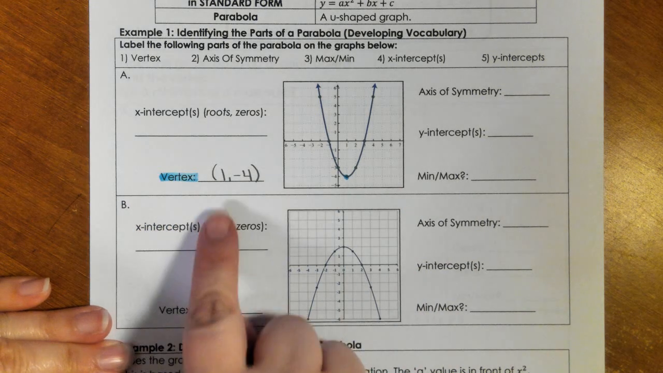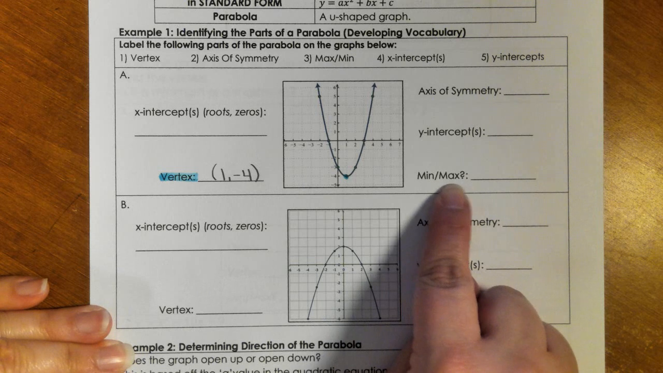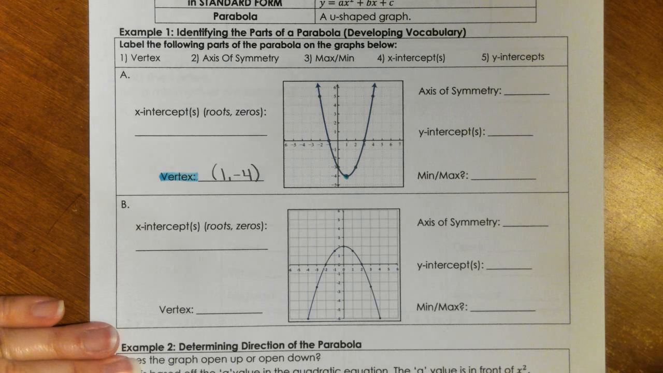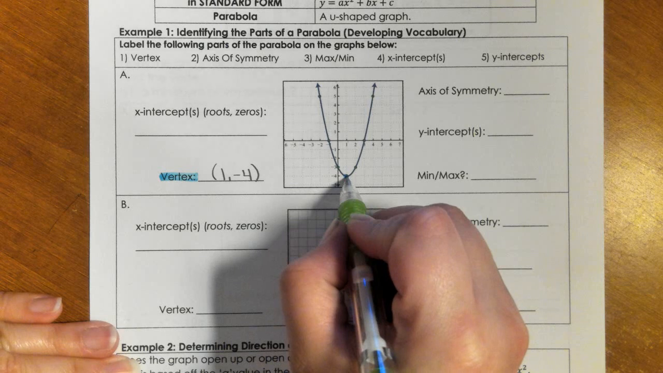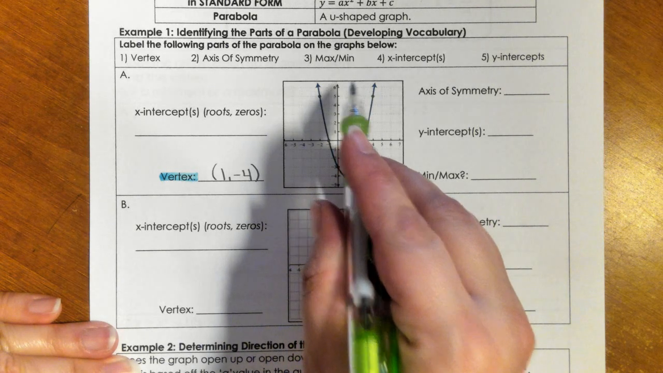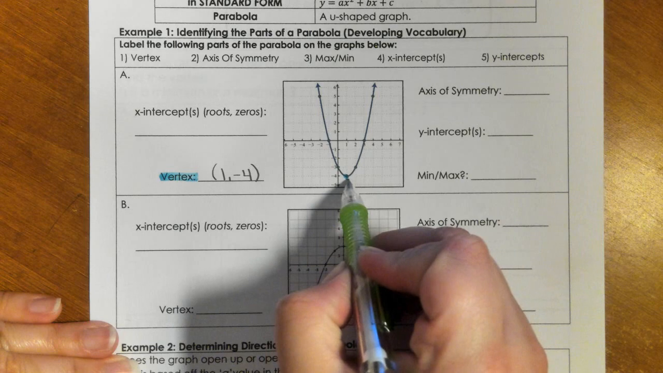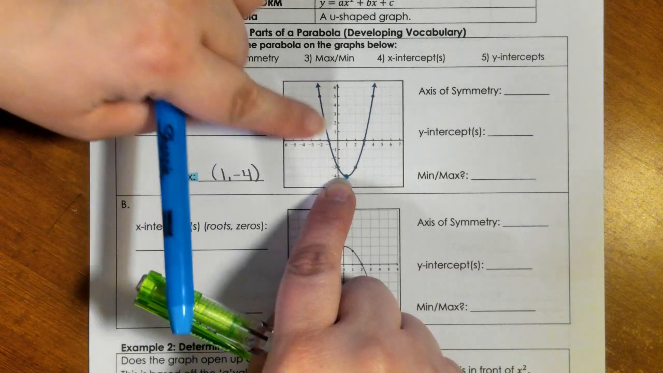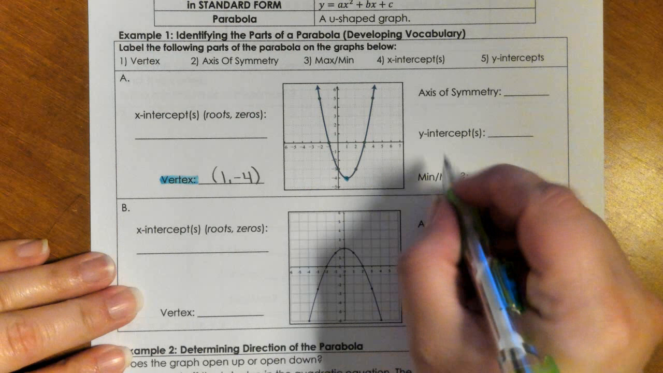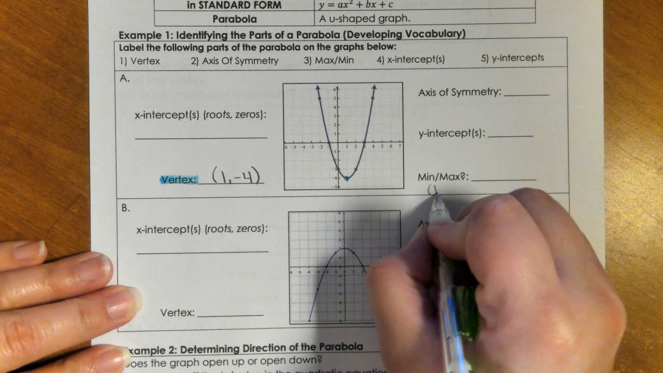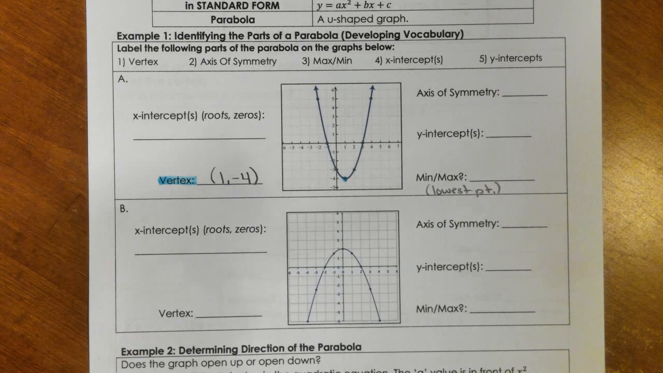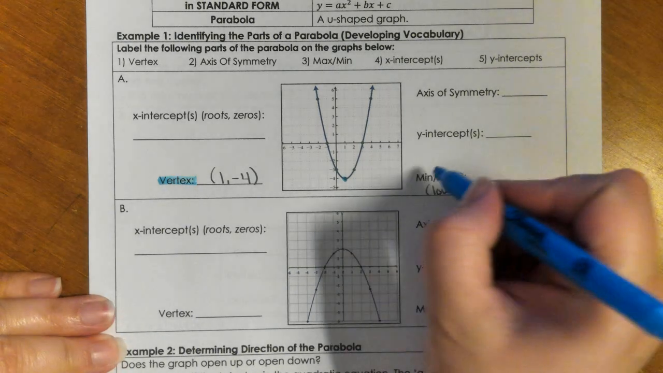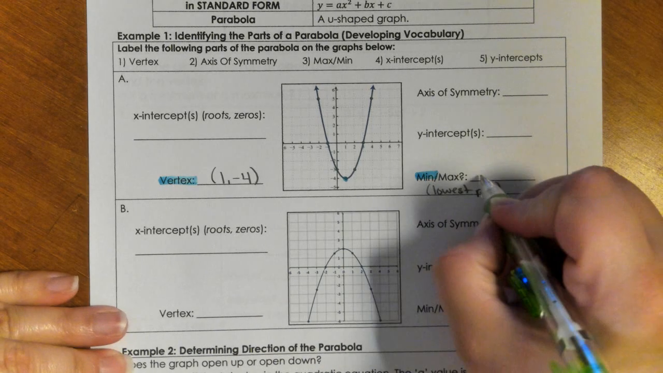Okay. Now, going along with the vertex, it says, can you state if it's a minimum or a maximum? So basically, you look at that vertex. Is that point the lowest point or the highest point of the graph? Well, in this case, it's the lowest part of the graph. We don't know the high point because this keeps going up. So in this particular case, we're looking at the lowest point, and you always look at your vertex. So the lowest point would be a minimum.